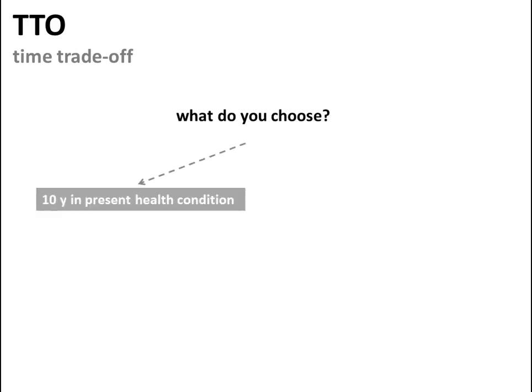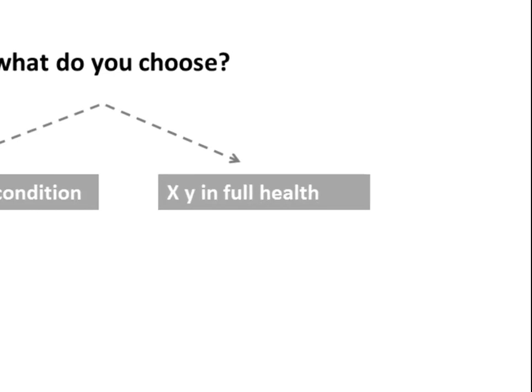Another way is to use time trade-off. With this method, the individual whose health condition is of interest is subjected to a game where he has to choose between, for example, 10 years in the present health condition or a certain number of years in full health. The fewer years in full health the individual would prefer to the present health condition, the lower the utility of the health condition.